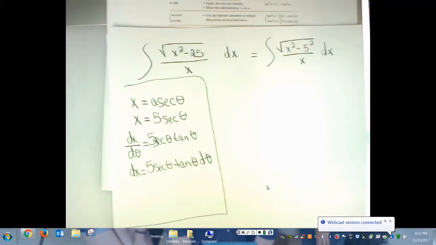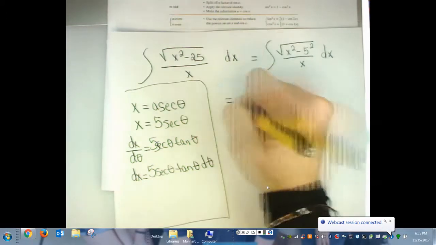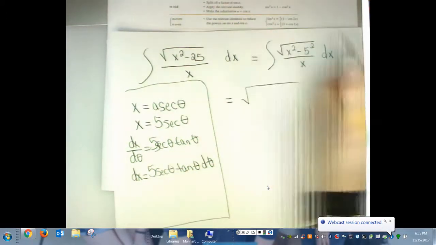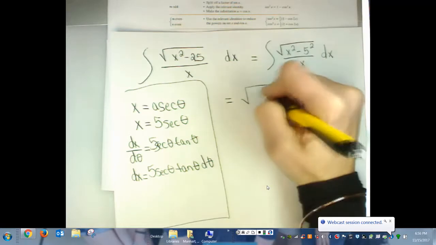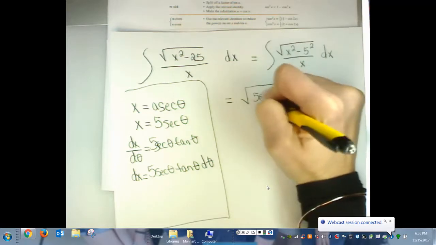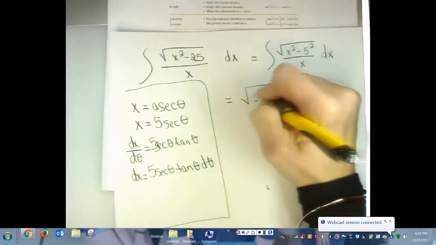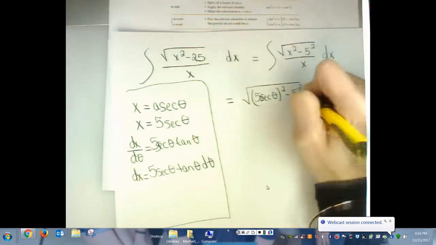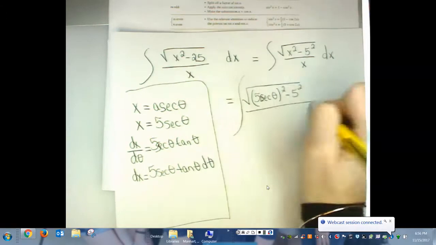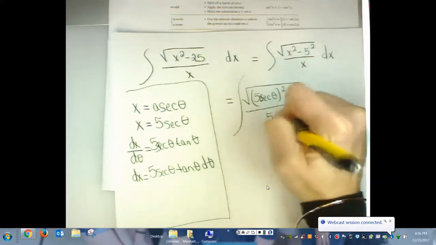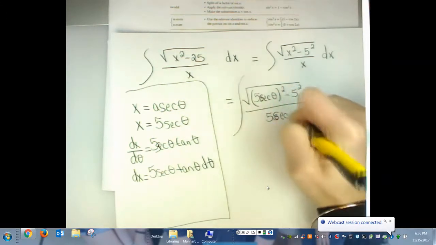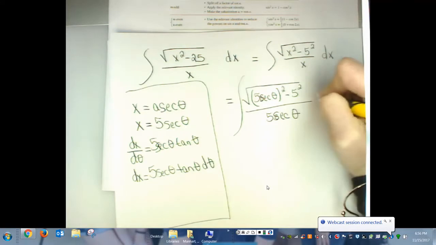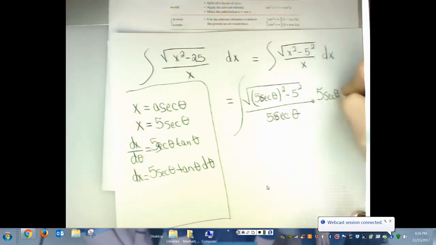Let's go ahead and start the substitution process. Wherever I see x, I'm going to put in 5 secant theta. So 5 secant theta minus 5 squared, all divided by 5 secant theta, times dx, which is 5 secant theta tangent theta d theta.